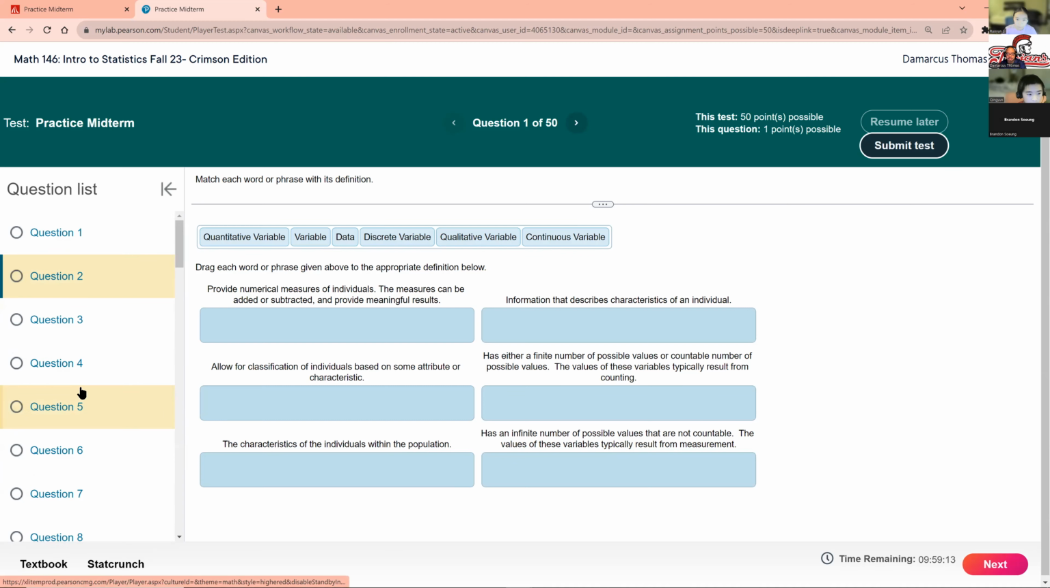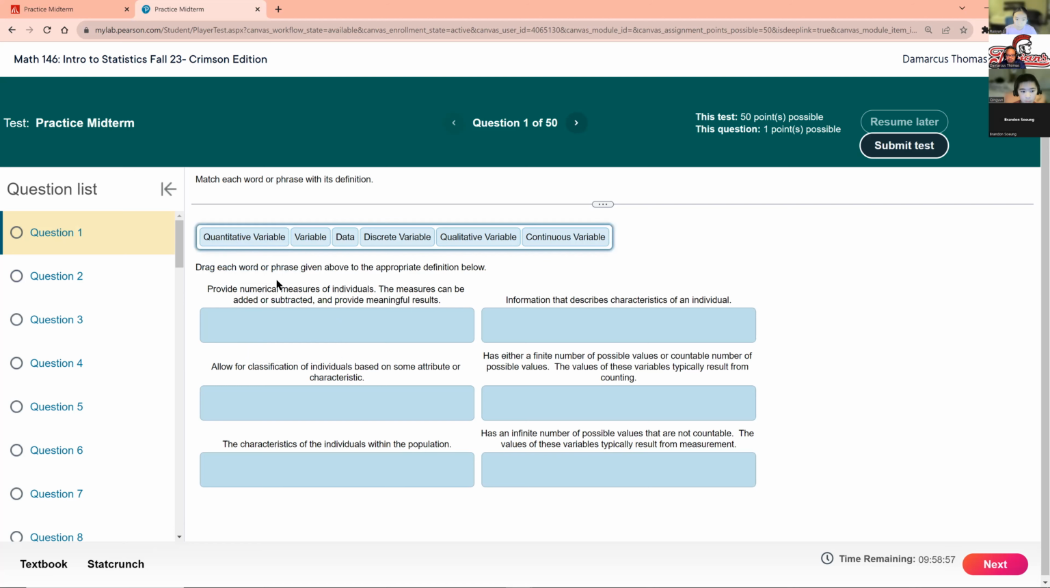So that's kind of a workaround that can help many people as they're preparing for the test. So if I tried to match these, this is something where I have to go through and match it with the words like continuous variable, qualitative variable, the characteristics of individuals within the population. Well, characteristics, I would say that's maybe qualitative.